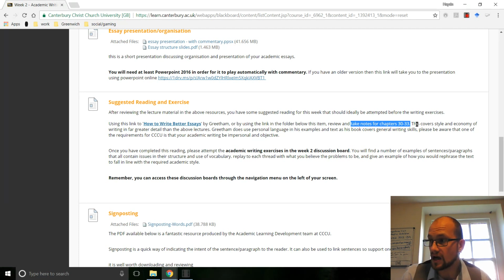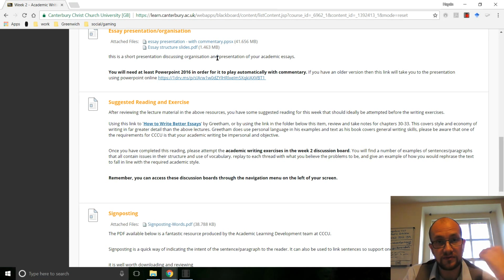There are some little exercises in there for you to have a go with if you want, but Greetham's advice on general clear style and economy of language is really good. It's worth reading through. Be aware he does use personal language, I, we, me, because his book relates to general writing styles.